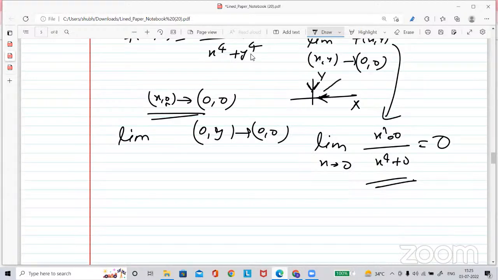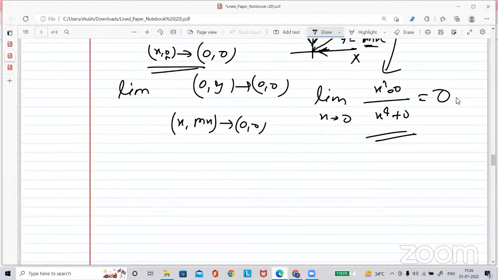Suppose I am now approaching 0 along this line. Suppose the equation of this line is y equal to mx, just assume a straight line. So now according to this line we are approaching, let me note it for you. It is now going to be (x, mx). So you are approaching 0 along this line. I don't know exactly what m is, but let's assume this is m and y is equal to mx.